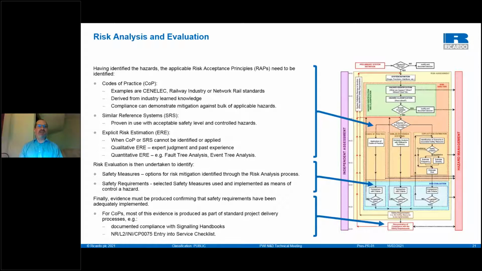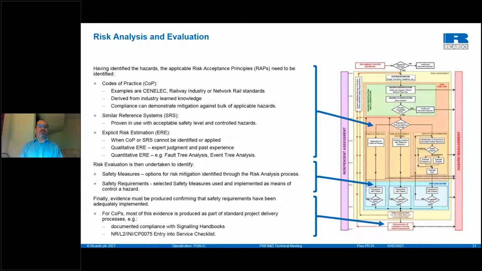Okay, and I mentioned the evidence, risk evaluation, derivation of safety measures, which are options for what you can do through the risk analysis process. Safety requirements are what you are going to do, what you've selected, that are reasonable and can be implemented to control the hazard, so as to be as low as reasonably practicable. At the end of it, you need to provide the evidence that you are compliant with your safety requirements and that your risk acceptance principles are fulfilled.